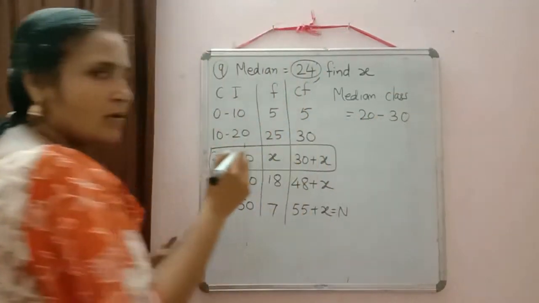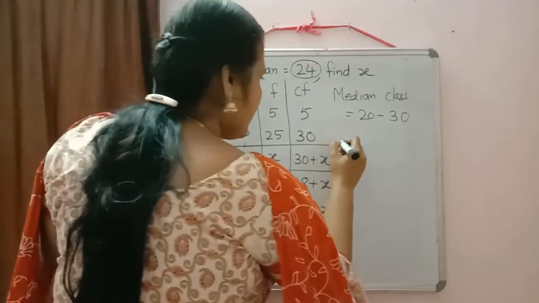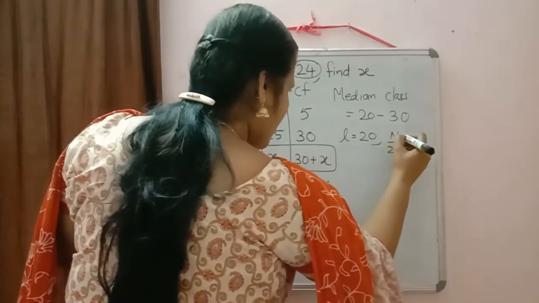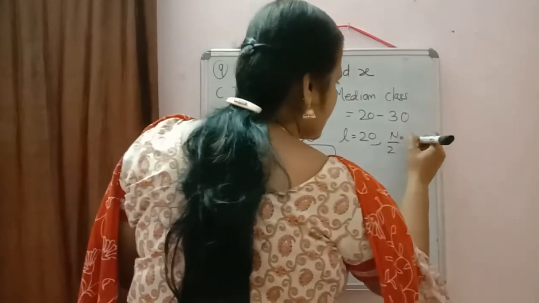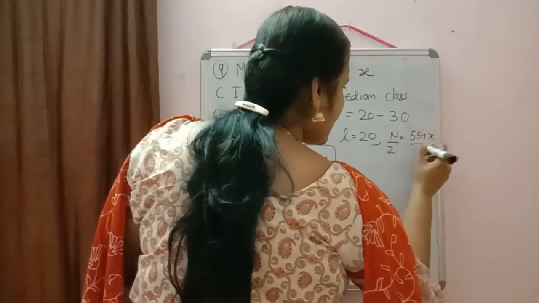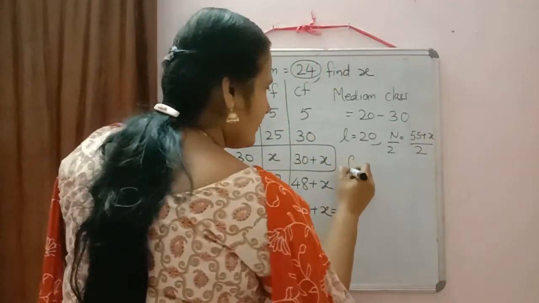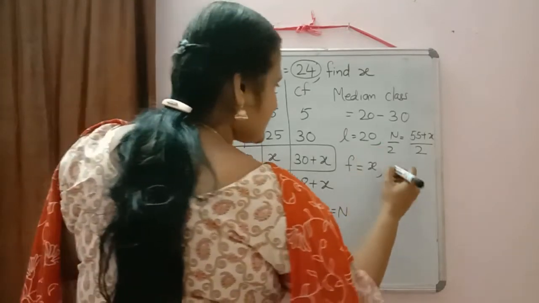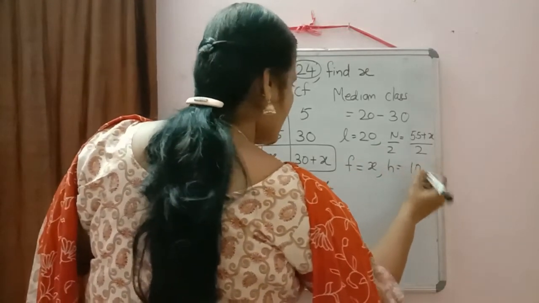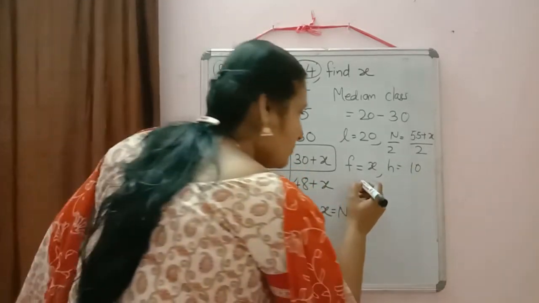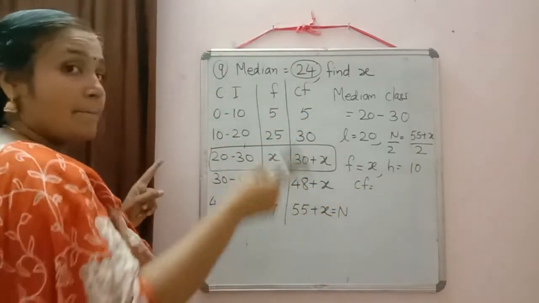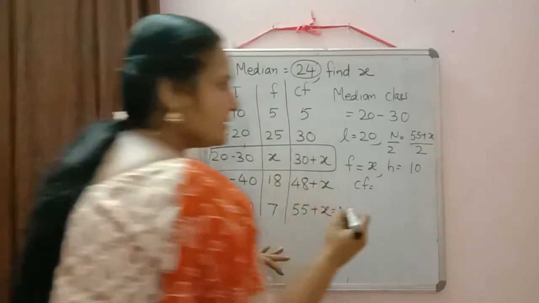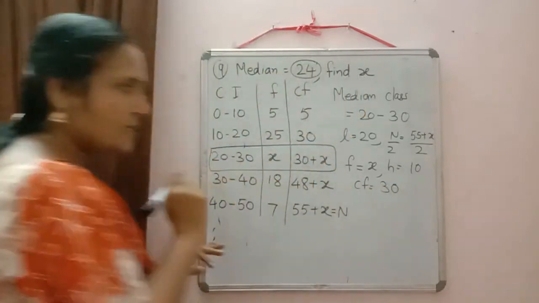Now we will write down all the values which we know. Yes, we have L is equal to 20. Then n by 2. Our value of n is 55 plus x. So 55 plus x by 2. Then frequency of the median class, that is equal to x. Class size h of the median class, that is equal to 10. And cumulative frequency of the previous class is 30.